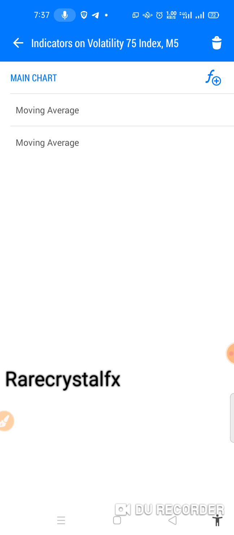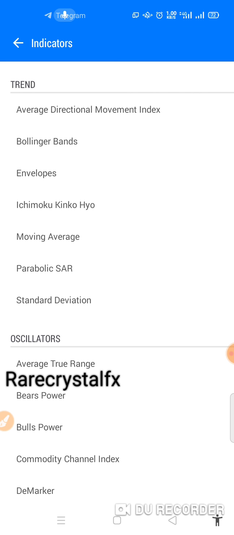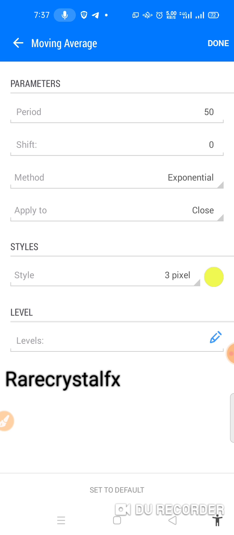Now this time, many people make the mistake of clicking on the same moving average again. Don't click on the moving average, click on the F plus sign. Then after clicking on the F plus sign, click on moving average again. Then this time you change the period to 200, the shift should be 0, the method should be exponential, apply to close, and change the color so that you will know when there has been a crossover. You are actually working with the crossing of the moving averages. Then you click on done.